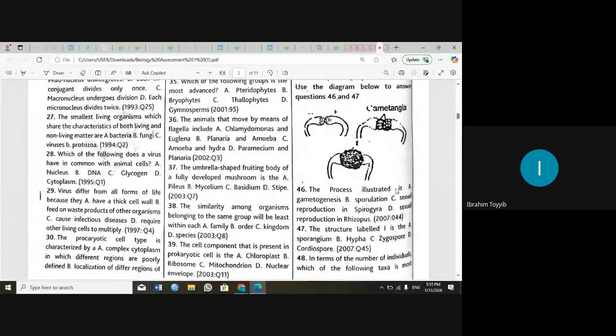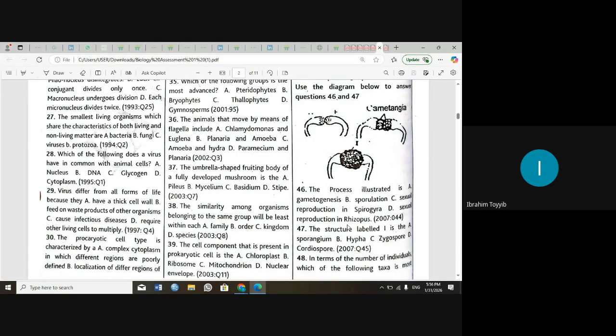So this diagram, we have seen it. It's a fruiting body of fungi. So the process illustrated is what? The process illustrated is gametogenesis, sporulation, sexual reproduction in Rhizopus.